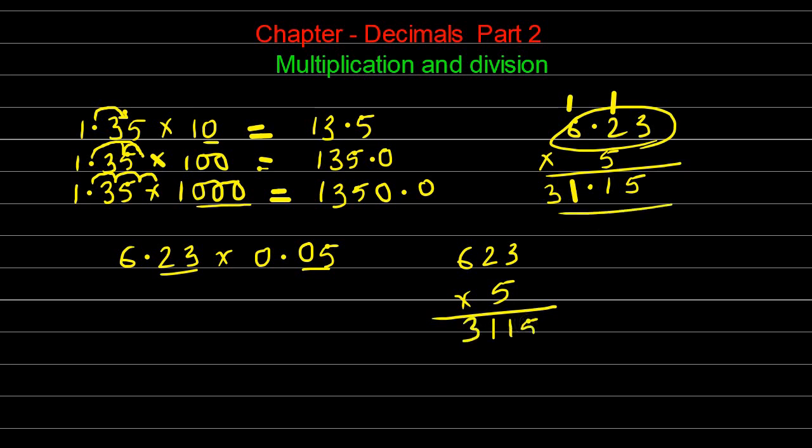3115. Now about decimal places. So how many decimal places does the first number have? 2. How many decimal places does the second number have? 2. So you need to add the number of decimal places, 2 plus 2, that is 4. And in your answer now you should have 4 decimal places, making it 0.3115. So you can see we have to just add all the decimal places of both the numbers, and those should be placed into your answer. As simple as that. Now let's see some of the division.